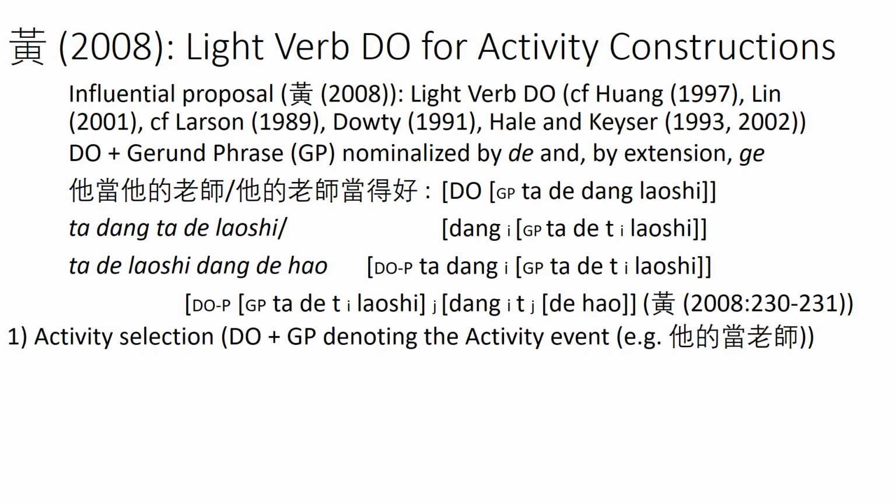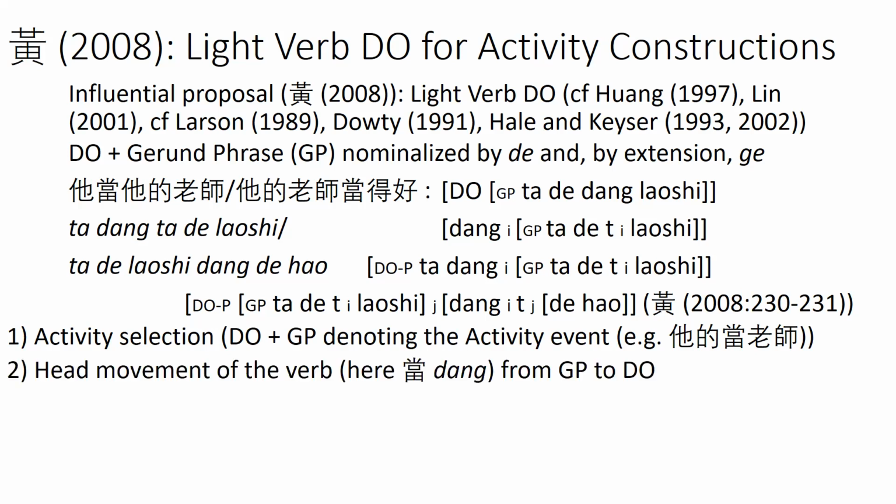So let's go through this step by step. In the first line, we get the base structure. It's the light verb do selecting a GP, a gerund phrase, where the GP denotes the activity event, and he represents this formally as 他的当老师, so his being a teacher, a GP being dominated by do. In the second step, we get head movement. So here, the verb undergoes head movement from the GP to the light verb do, in line with formal syntax-semantic analysis of activity verbs, where it's been commonly argued that verbs that denote activity move to this do projection.